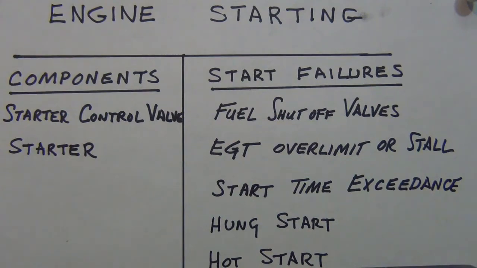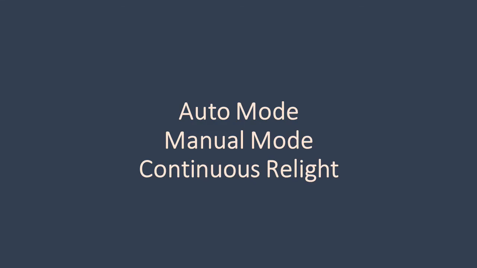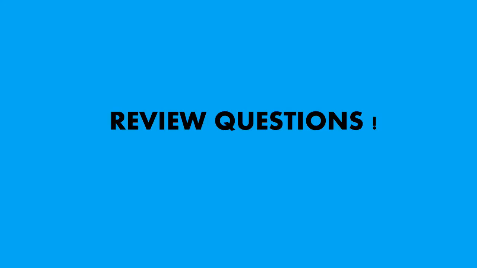Okay, and then just remember I mentioned automatic, because you have automatic mode. You also have manual, and there's also continuous relight. The continuous relight would be a condition existing if you had the engine anti-icing switched to the on position. So that's one condition. There's different ones. Okay, I think it's time for some test questions.